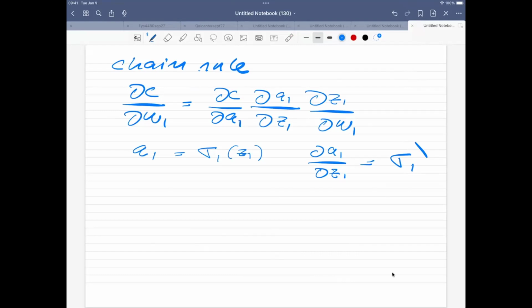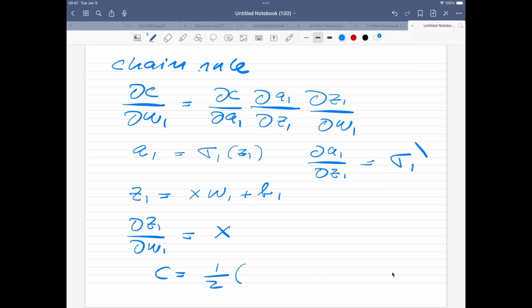And then if we go back a little bit, we stated that this is given by x times W1 plus b1. And now you see that dC1 over dW1 is just equal to x. If we now say that the cost function C is given by 1/2, so we have only one data point, and we put a half so we get rid of the factor of 2 when we take the derivative, and then we just write this as a minus y. This is again a scalar.